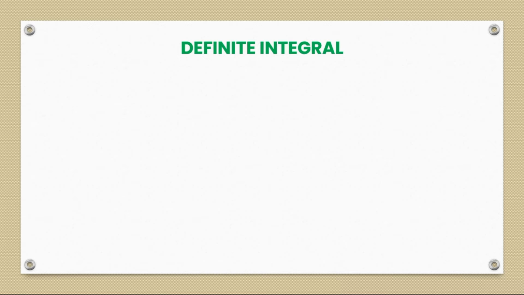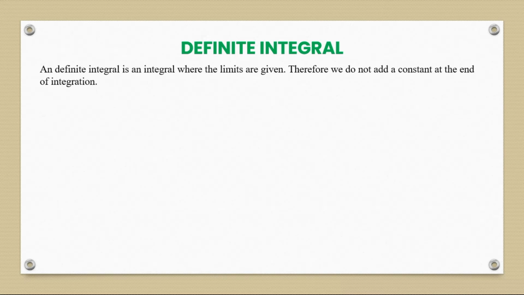Alright, so that's it with indefinite integrals. Let's look at what definite integrals mean. A definite integral is basically the opposite of an indefinite integral. A definite integral is an integral where the limits are given. It's as simple as that. Therefore we do not add a constant at the end of integration.